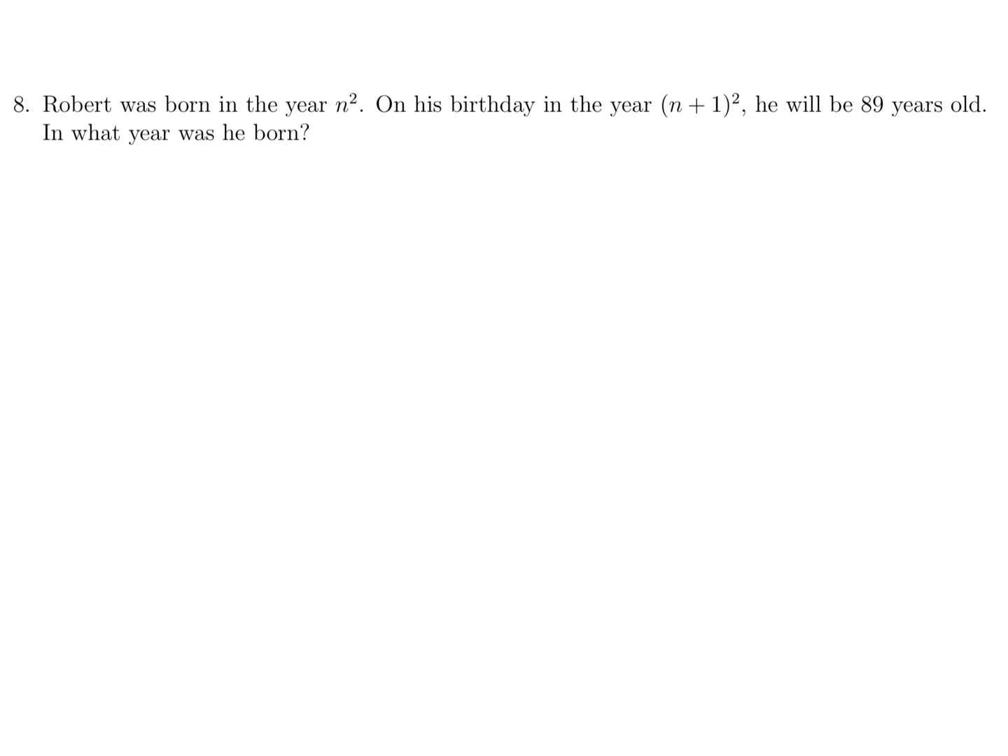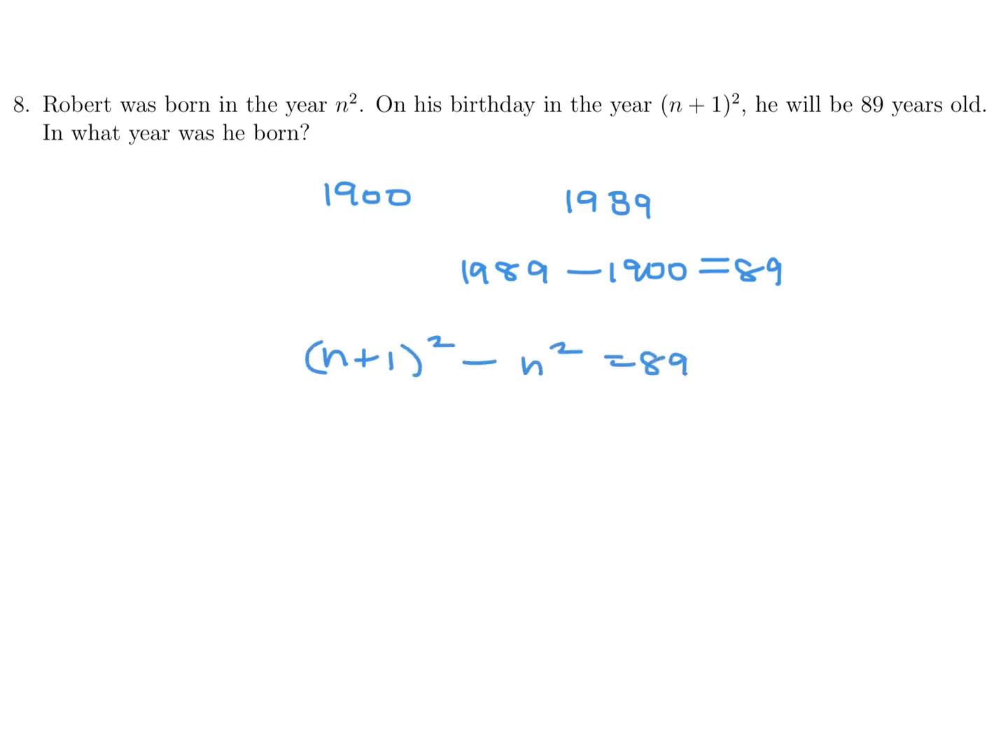Okay. So that basically means that on his birthday, so let's just say somebody was born in the year 1900, and they're saying in the year whatever, let's say 1974. Actually, wait, hold on, it would be 1989 actually. In 1989, he'll be 89. So that means 1989 minus 1900 is 89. I'm just trying to put some numbers into it. So that means that the math here would be n plus 1 squared minus n squared is 89. That's the algebra, basically.